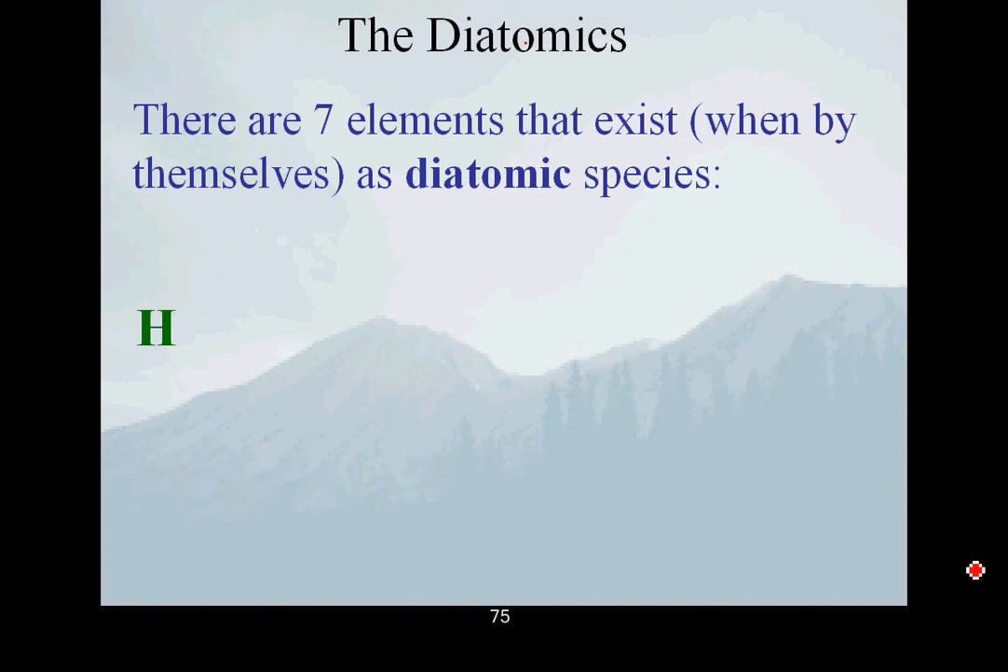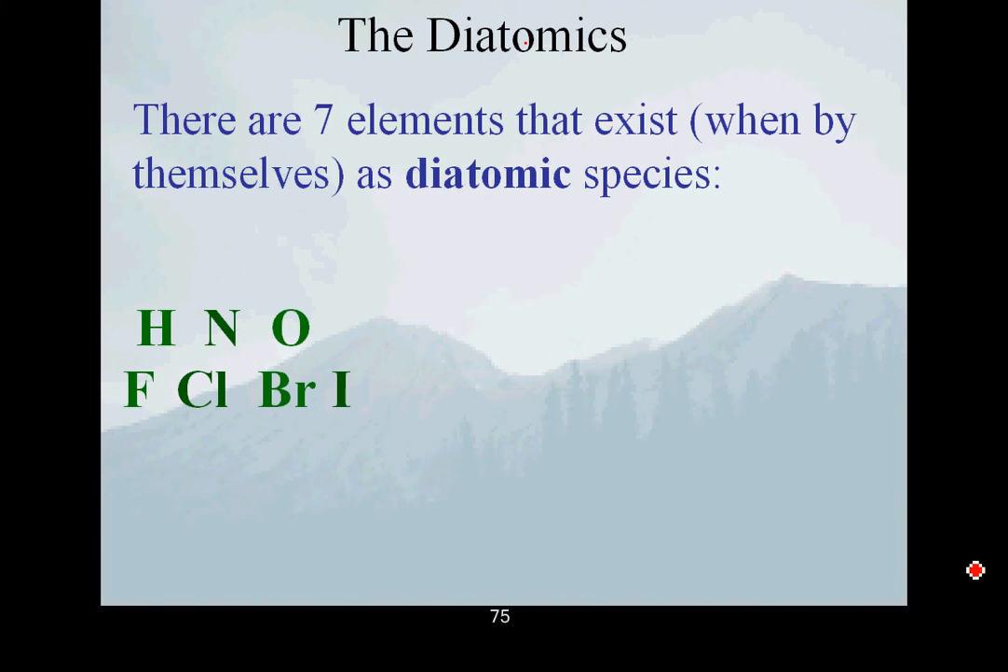And they are hydrogen, nitrogen, oxygen, fluorine, chlorine, bromine, and iodine. These 7 species all exist as diatomic species. So if you find hydrogen out amongst hydrogen gas, it exists as a diatomic H2 molecule. Nitrogen exists as an N2 molecule.